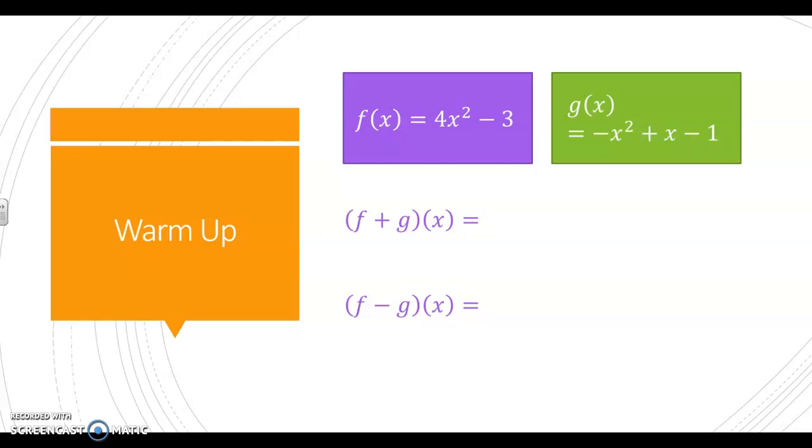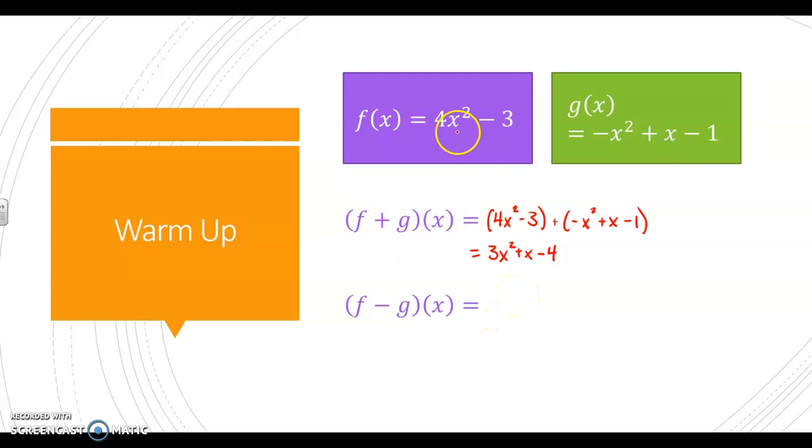All right, so for f plus g of x, we take f of x, so 4x squared minus 3, and we're going to add negative x squared plus x minus 1, and then we're just going to combine our like terms. So for x squareds, we have 4x squared, and then we have a negative x squared, so that becomes 3x squared. We only have one x term, so we just keep that the same, plus x. And then our constant terms, we have minus 3 and minus 1, so that becomes minus 4. So that's f plus g of x.